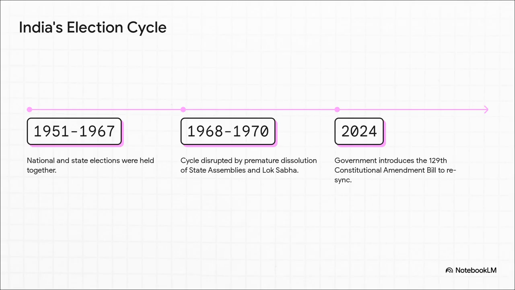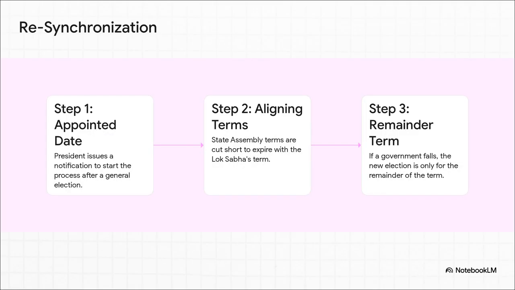But then, in the late 1960s, the whole system started to break apart. Some state governments fell, assemblies were dissolved early, and then in 1970, the national parliament itself was dissolved ahead of schedule. This wasn't some grand conspiracy. It was just the messy, sometimes chaotic, and totally unpredictable nature of a parliamentary democracy doing its thing. So how in the world would you get everything back in sync?